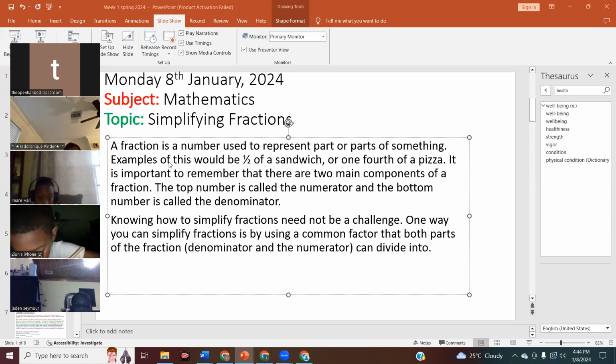Knowing how to simplify fractions need not be a challenge. One way you can simplify fractions is by using a common factor that both parts of the fraction, the denominator and the numerator, can be divided into. All right, thank you.